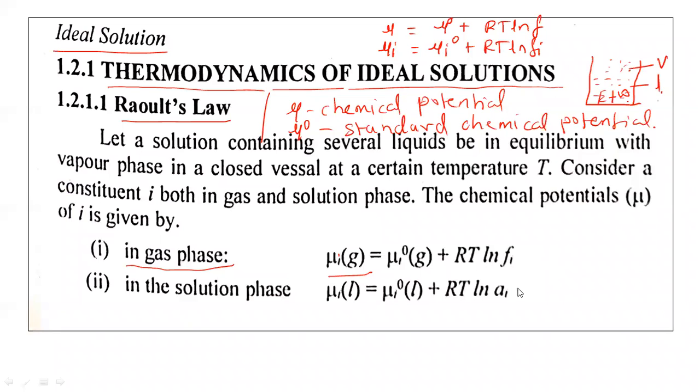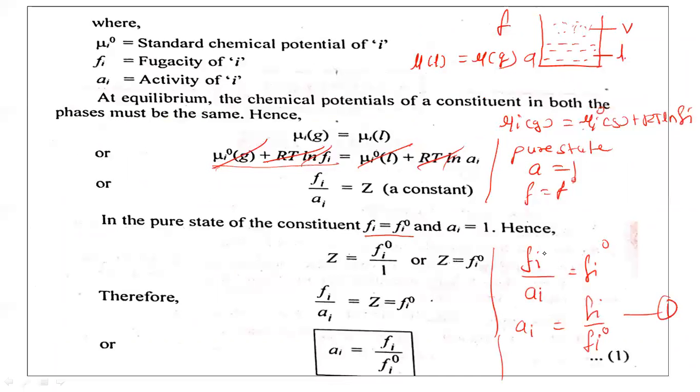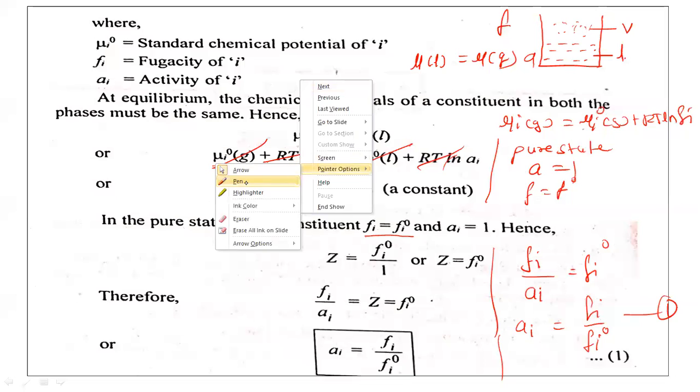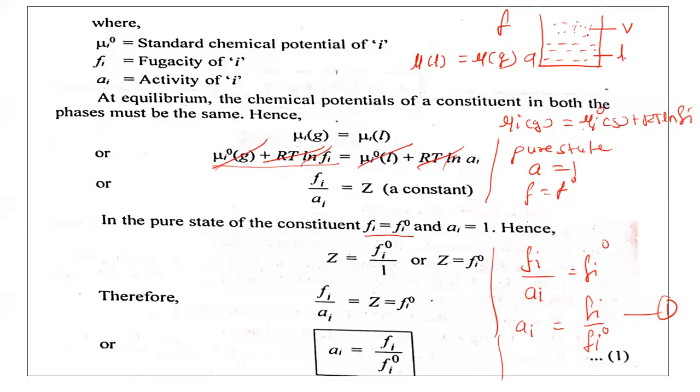So on the basis of these two, we derive the Raoult's law. At equilibrium, the chemical potentials are the same. So we write the equation: chemical potential of the gas phase equal to the chemical potential of the liquid phase, as we have shown here. At equilibrium, the chemical potential of the liquid phase is equal to that of the gas phase. So taking the ratio, fi upon ai is equal to Z.